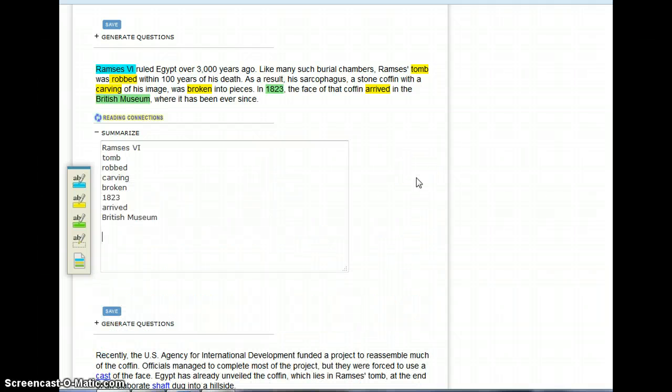Here, once again, I am going to generate a 1 to 2 sentence summary of the paragraph I just read using the key words. In this case, I will write, Ramses VI tomb was robbed and they broke his coffin, but in 1823, the carving arrived at the British Museum.